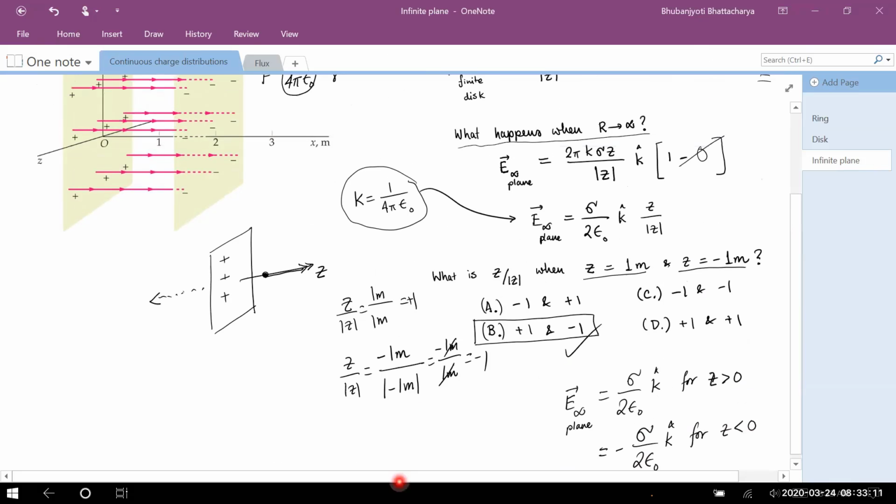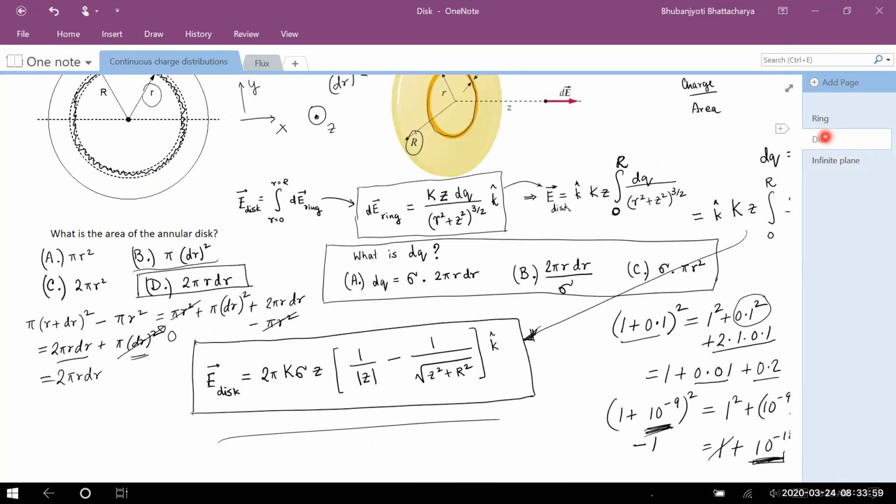Which tells me that if I'm sitting at z greater than 0 relative to the infinite plane, then the electric field is pointing in the positive z direction. But if I'm sitting at negative z relative to the infinite plane, then my electric field will be pointing in the negative k hat direction. Your electric field will always be pointing away from it.